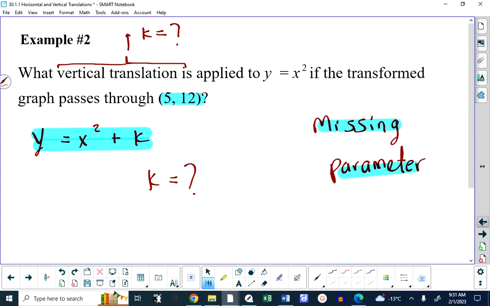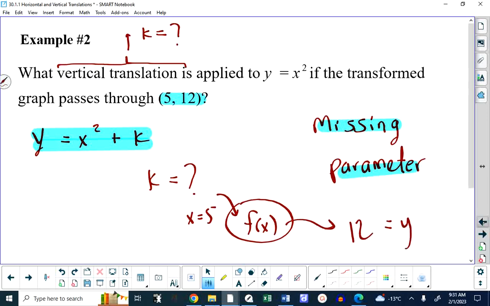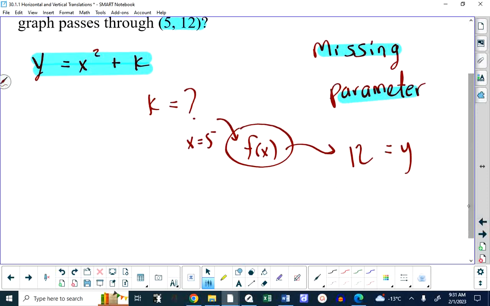This is saying, in this function, 5, 12, is saying, here's the function, and we're going to use this idea a lot later on in the course, that when x equals 5 goes in, what comes out? Y equals 12. It's saying when x is 5, y is 12. And that means we can take this highlighted function and simply say 12 equals 5 squared plus k.